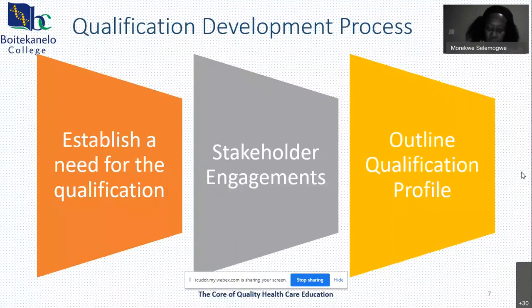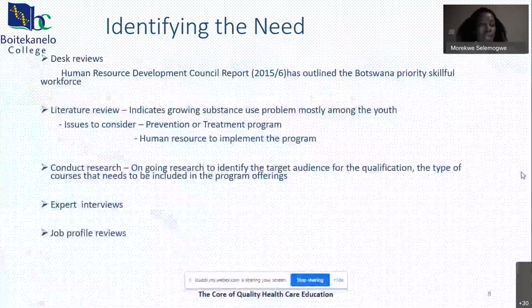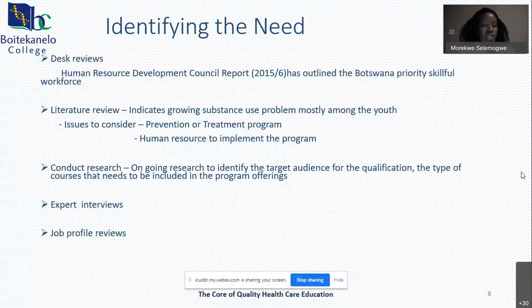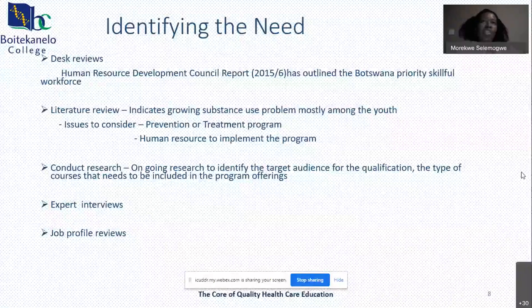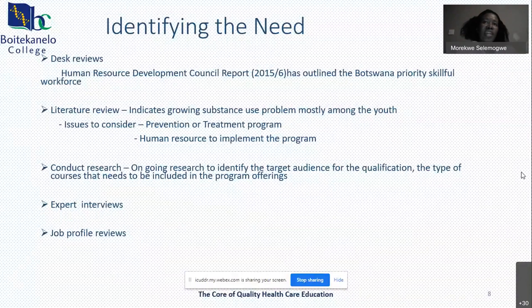For our identification of the need for the program, we did desk reviews. There is a Human Resource Development Council in Botswana, which is tasked with outlining Botswana's priorities in the workforce. So there is an outline from HRDC that outlines the type of skills that are needed in Botswana. Of course, healthcare is one of the priority skill areas needed in Botswana. So we knew that, in terms of establishing the need, clearly healthcare is a priority in Botswana, right? We also did a literature review, which does indicate, and I know there's a lot of literature that I could have used today, but the main gist here is that there's a growing problem of substance use in Botswana, more particularly amongst youth. The youth in Botswana are regarded as those from 15 to 35.